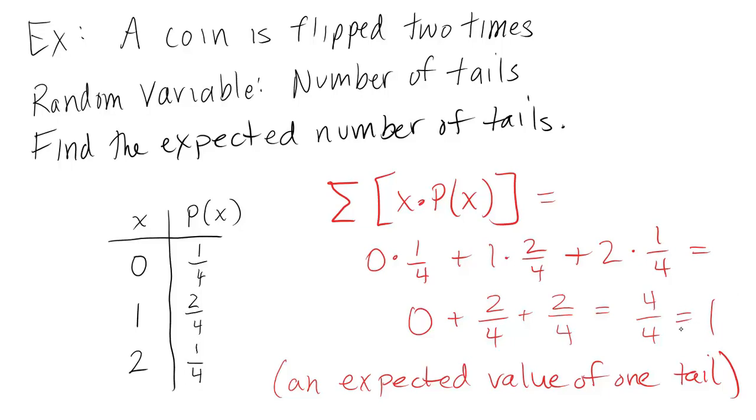That expected value that we get is not a probability, it's counting a number of tails. It's counting a value of the variable. So we expect to get 1 tail. And if you think about it, that makes sense.